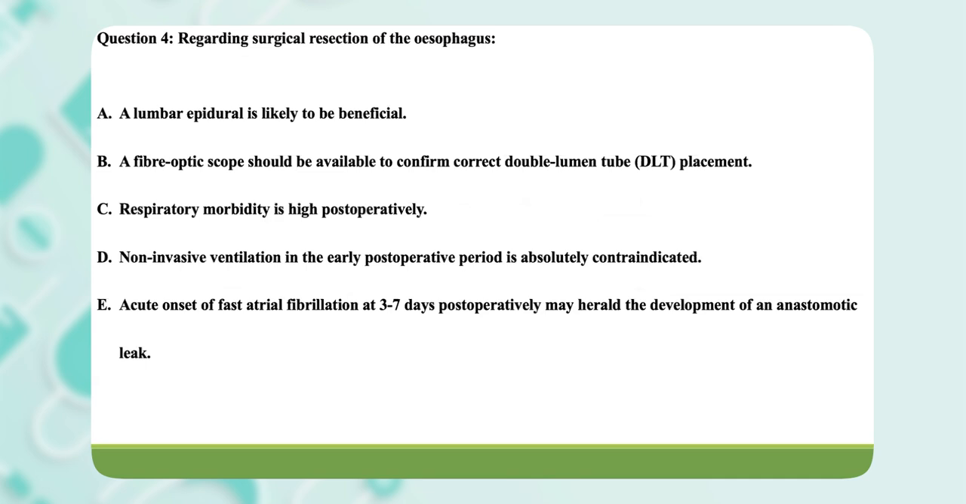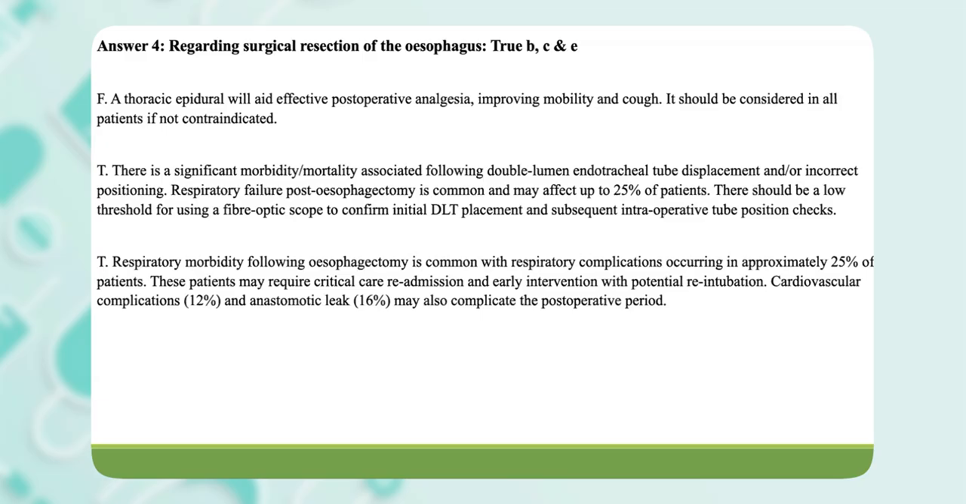The next question was whether a fiber optic scope is available to confirm the correct double lumen tube. Yes, you must always have the fiber optic for the placement of the DLT. For those who are non-anesthetic students here, DLT is a double lumen tube. It enters the carina, both the right and left bronchus. We usually use it for one lung ventilation, when we want to collapse one lung.